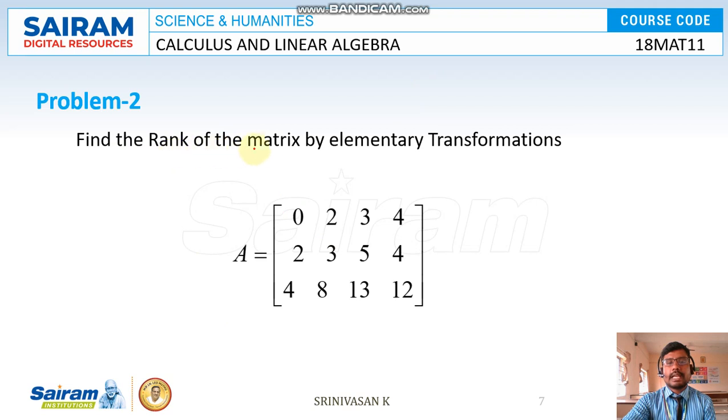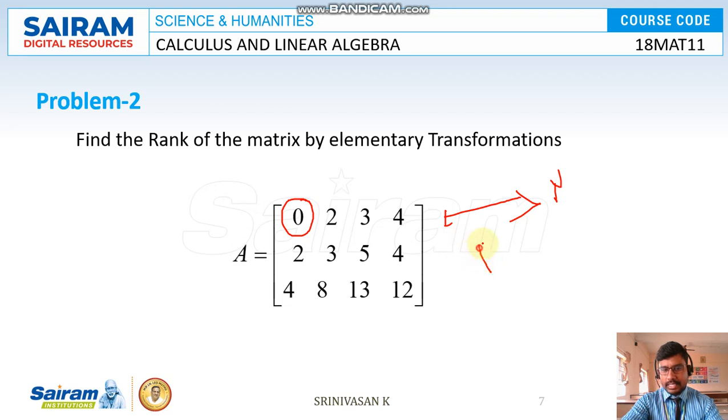Find the rank of the matrix by elementary transformations. See this problem: in the first row, the first term is 0. What is the echelon form first condition? The first condition is all the zero rows are below the non-zero rows. So definitely the first row should be a non-zero row. But here the given first row is a zero row.